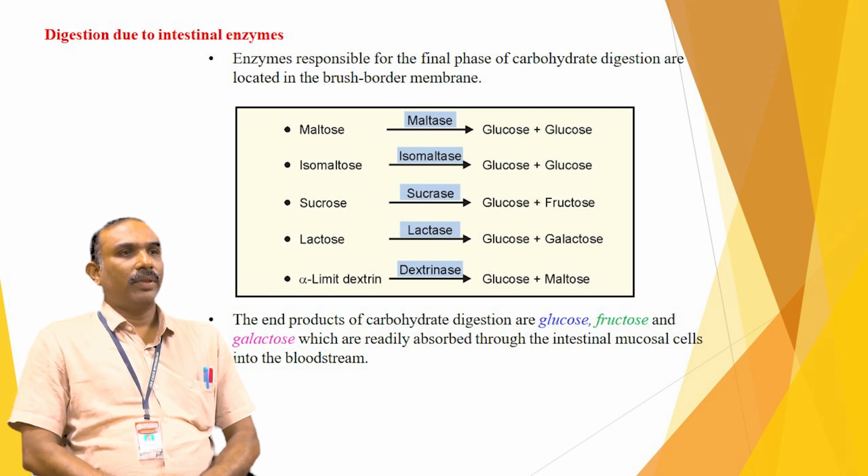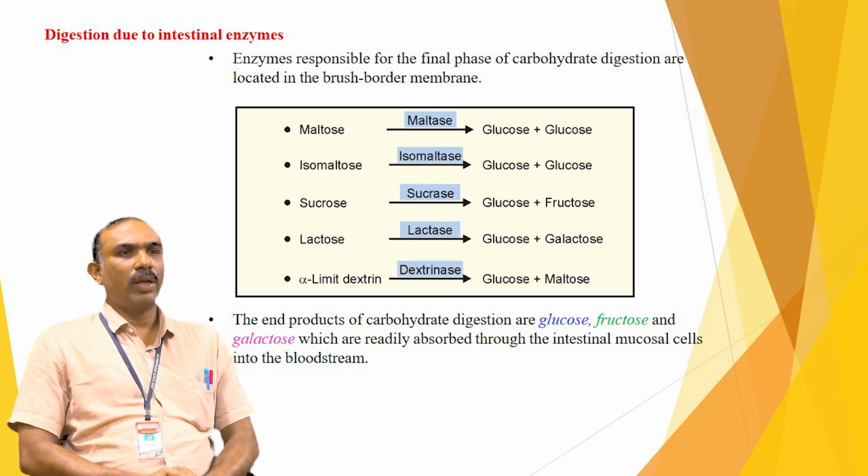Next, digestion due to intestinal enzymes. The enzymes responsible for the final phase of carbohydrate digestion are located in the brush border of the membrane. Some of the enzymes are also secreted from the intestine: maltase, isomaltase, sucrase, lactase, and dextrinases. The maltase enzyme cleaves the disaccharide maltose into two molecules of glucose.